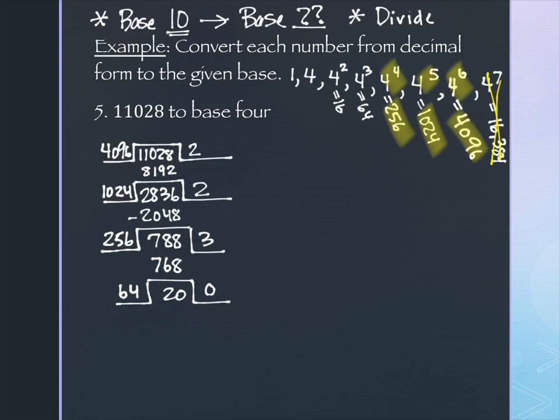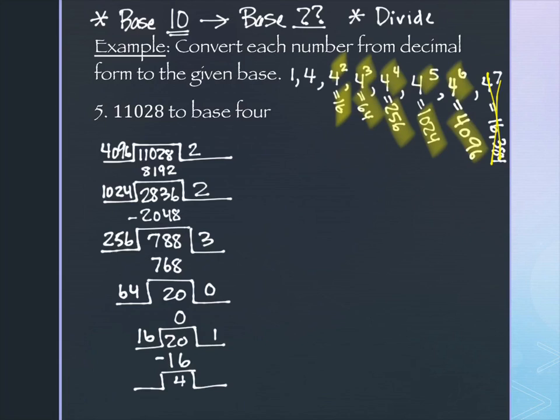Okay, so it goes in 0 times. That's fine. We just put a 0 there as a placeholder. We do our subtraction and we move on to the next value that might go in. So 64, we go down to what? 16. Okay, so we did 64. Now we're doing 16. So we're going to divide by 16. It goes in 1 time. 1 times 16 is 16. Subtraction, and I get 4.